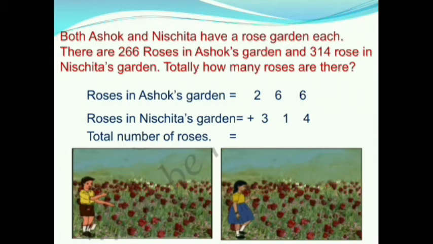How many roses are there in Ashok's garden? Roses in Ashok's garden are 266. How many roses are there in Nishchita's garden? Roses in Nishchita's garden are 314. Now we should find out the total number of roses.